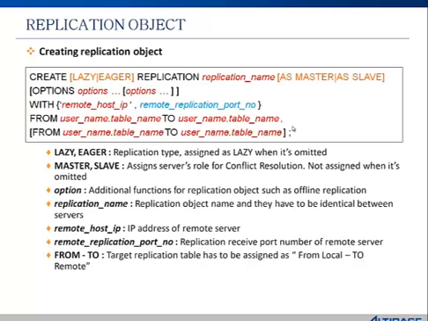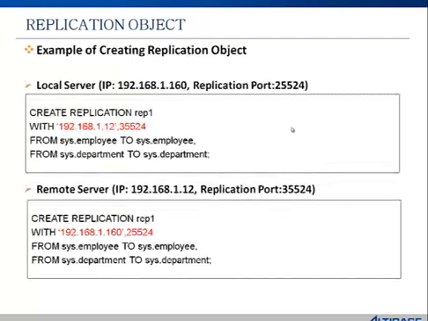Okay, so let's look at the example. This is the example of creating replication objects. Okay, in your local server, the IP address is 192.168.1.160, and the replication port number is 25524. And in the remote server, the IP address is 192.168.1.12, and the replication port number is 35524.